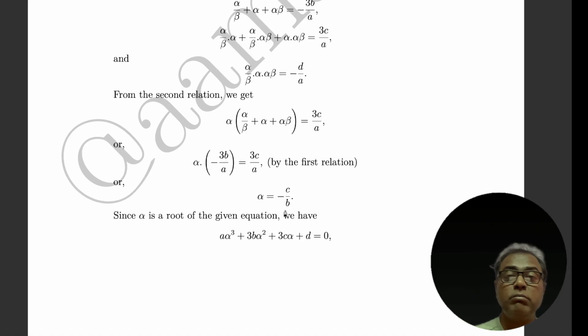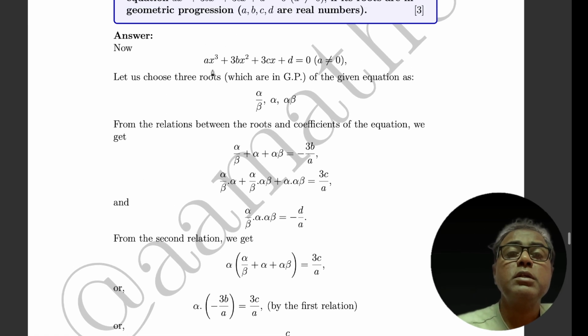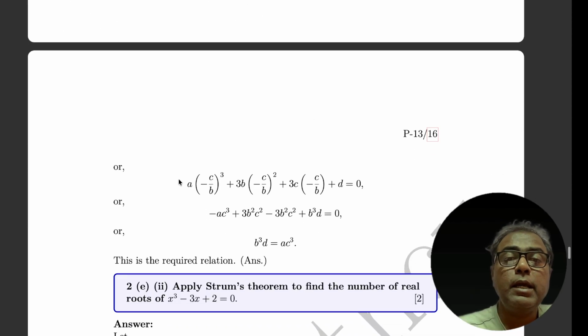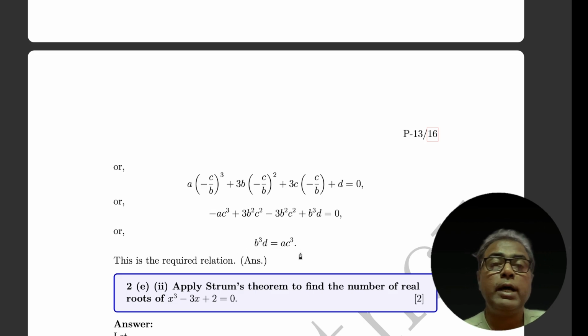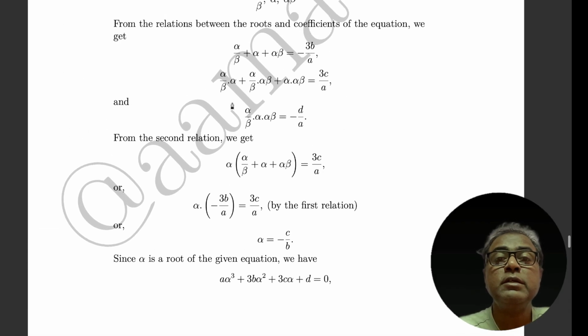Now alpha is a root of the given equation, so we can substitute alpha in place of x. So a alpha cubed plus 3b alpha squared plus 3c alpha plus d equal to 0. Now put the value of alpha, minus c by b, here, and after simplification we get b cubed d equal to a c cubed, and this is the required answer. Actually, the third relation is redundant here.